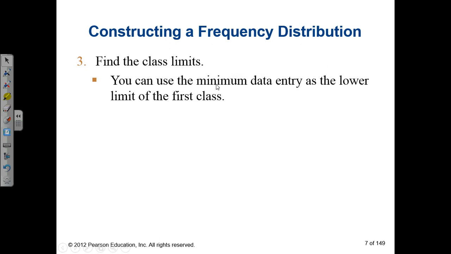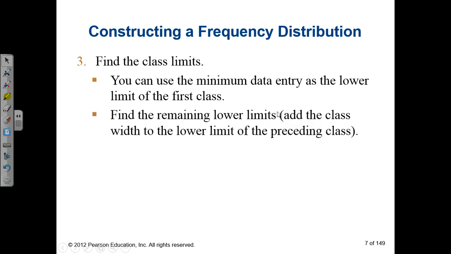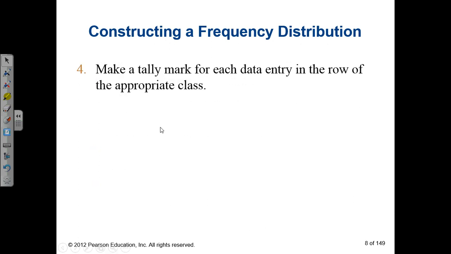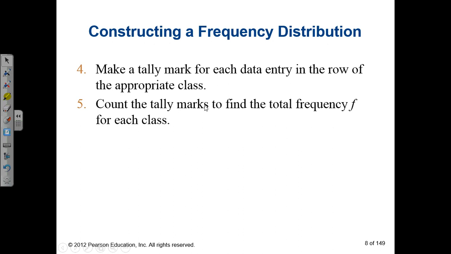Find the class limits. You can either use the minimum data entry as the lower limit or one number slightly smaller than that. You find the remaining lower limits by adding the class width to the lower limit of the preceding class. Find the upper class limits, remembering that you want to make sure every number has a place to go, but there is no overlap. And find the remaining class limits by adding the class width. Then you look at your data set and you mark a tally mark for each data entry in the row of the appropriate class. Afterwards, you count the tally marks to find the total frequency for each class.